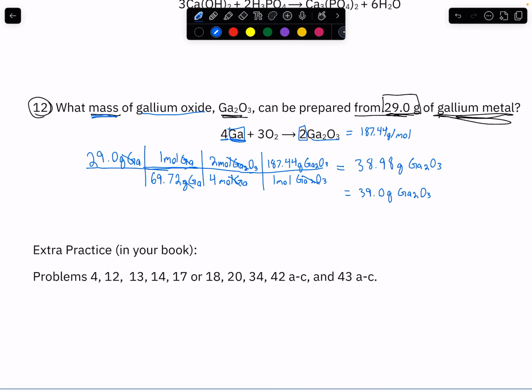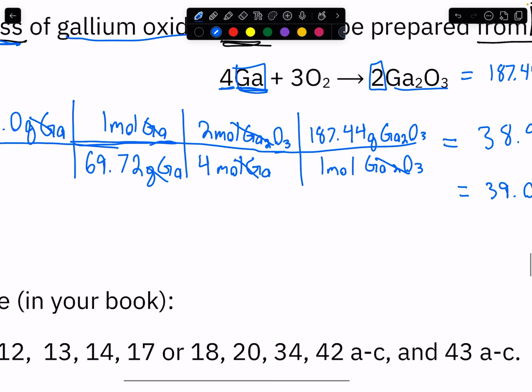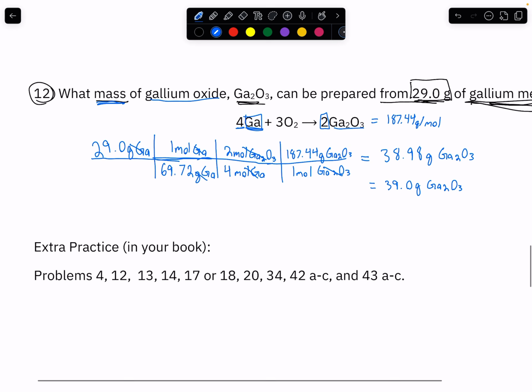And that's how you're going to do it. You're going to take your grams, divide by the molar mass of gallium. You're going to do a molar ratio and then you're going to take the molar mass of your compound. I will say that this fraction right here, this ratio, could technically be simplified to 1/2. However, I like to use exact just because it makes it easier to see what's going on. But you could technically change this to 1/2.